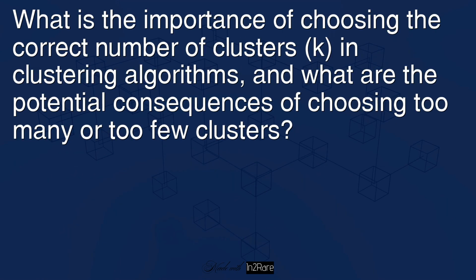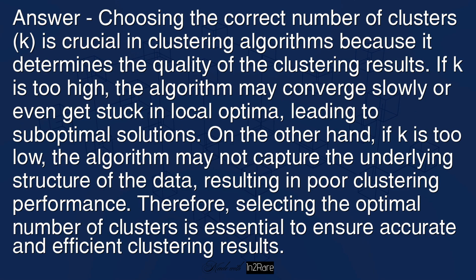What is the importance of choosing the correct number of clusters k in clustering algorithms, and what are the potential consequences of choosing too many or too few clusters? Answer: choosing the correct number of clusters k is crucial because it determines the quality of the clustering results. If k is too high, the algorithm may converge slowly or even get stuck in local optima, leading to suboptimal solutions. On the other hand, if k is too low, the algorithm may not capture the underlying structure of the data, resulting in poor clustering performance. Therefore, selecting the optimal number of clusters is essential to ensure accurate and efficient clustering results.